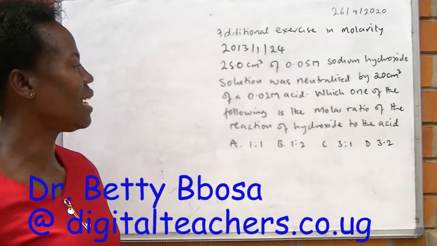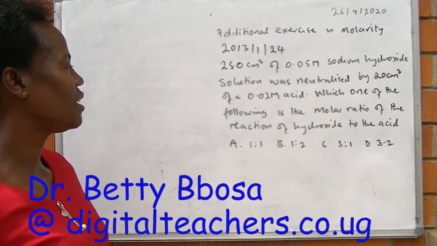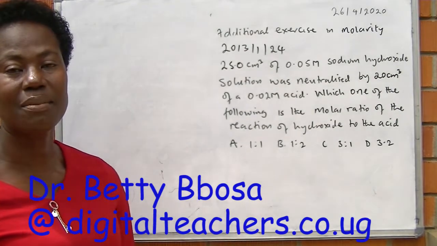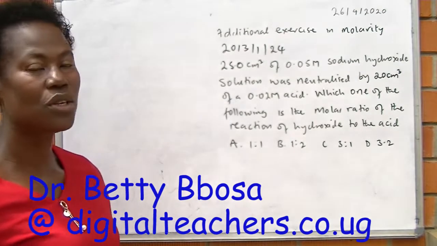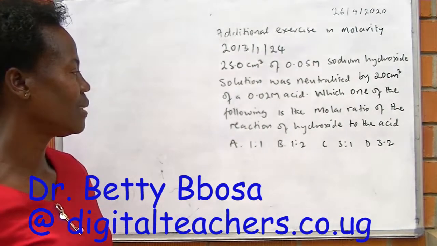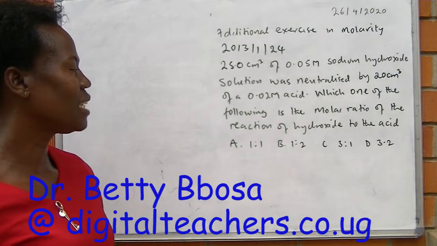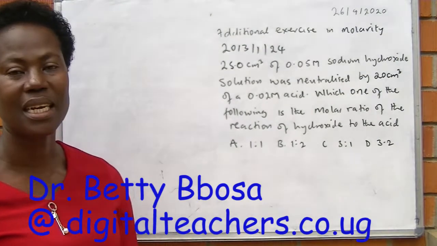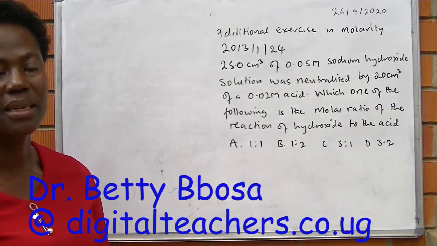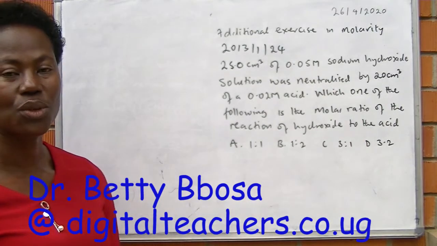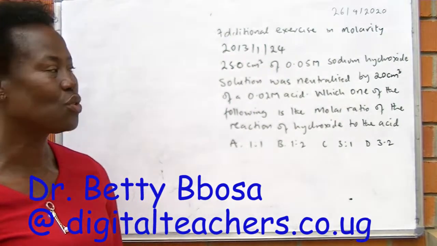25 cubic centimeters of 0.05 molar sodium hydroxide solution was neutralized by 20 cubic centimeters of 0.02 molar acid. Which one of the following is the molar ratio of the reaction of hydroxide to the acid? We are given A, 1:1, B, 1:2, C, 3:1, and D, 3:2.